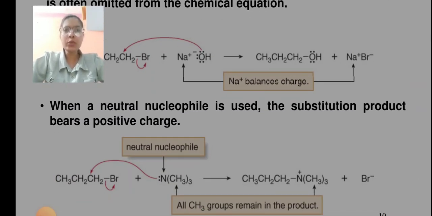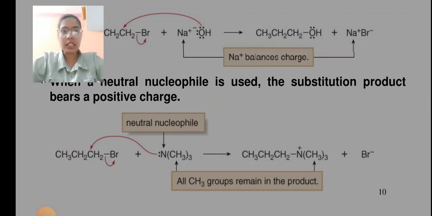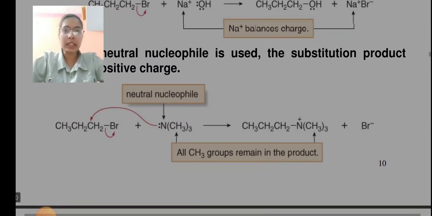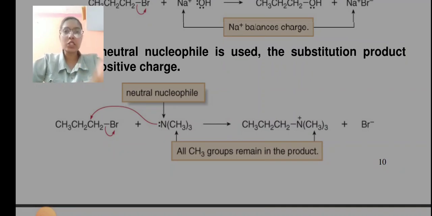When a neutral nucleophile is used, the substitution product bears a positive charge. So let's see a reaction. When CH3CH2CH2Br is reacted with a neutral nucleophile, that is N(CH3)3, it is equal to CH3CH2CH2N positive (CH3)3 plus Br negative.